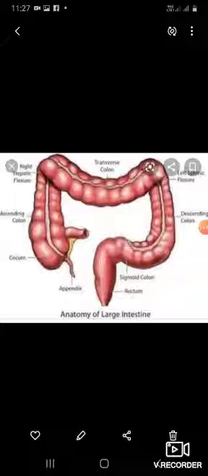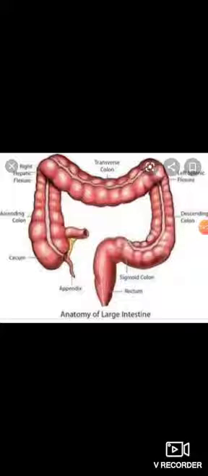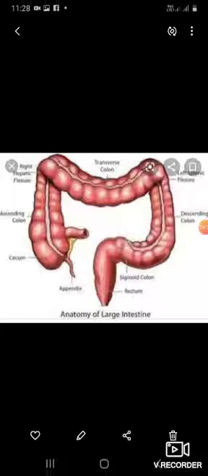Now its relations. Anteriorly, coils of the intestine and anterior abdominal wall, and posteriorly muscles are right psoas and iliacus, and nerves are genitofemoral, femoral and lateral cutaneous nerve of the thigh, and vessels are testicular or ovarian and often the external iliac on the right side, and appendix in the retrocecal recess.